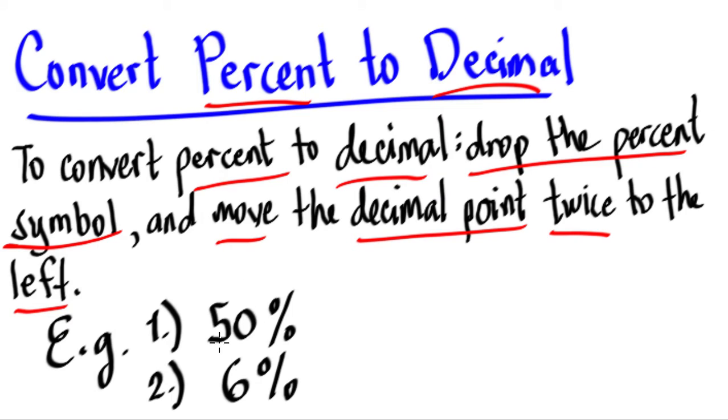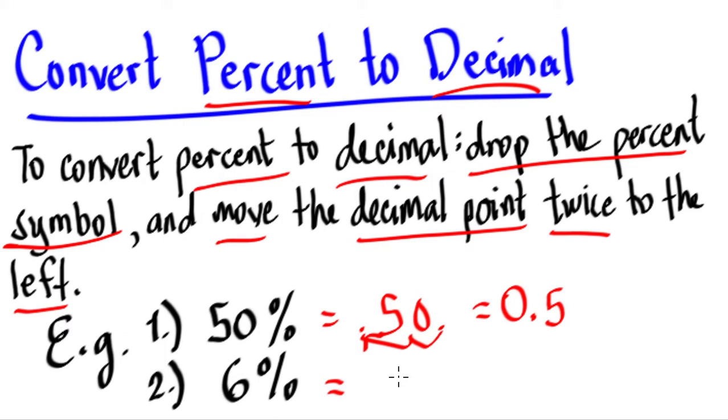For example, for 50%, we're going to drop the percent symbol. So we have 50. It is understood that the decimal point is over here. So we're going to move it twice to the left. So we have 1 and 2. So therefore, what do we have for 50%? It's going to be 0.50 or 0.5 will do.